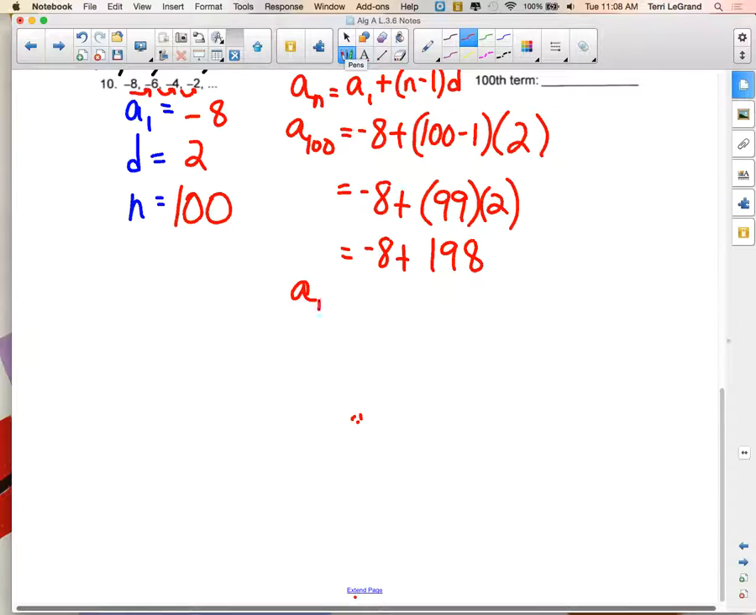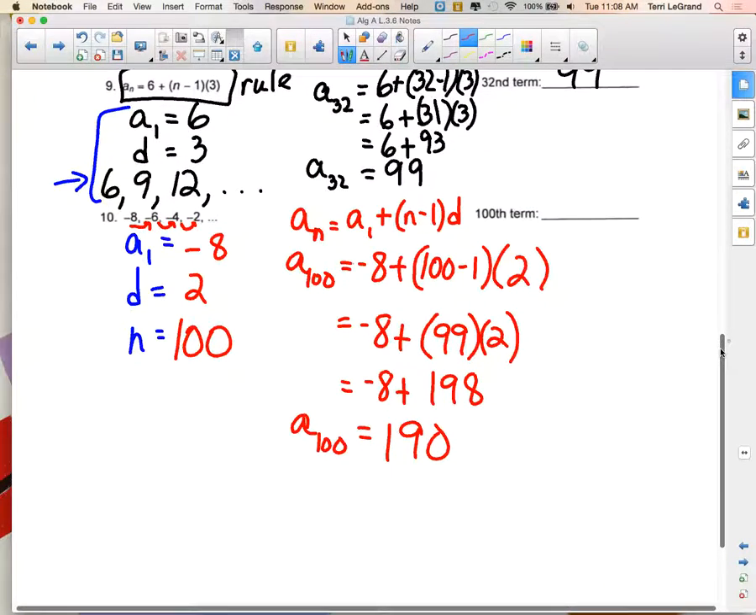So our 100th term is 190. Seem like a reasonable answer? Yeah. Okay. So we always want to ask ourselves that question: does our answer seem reasonable?